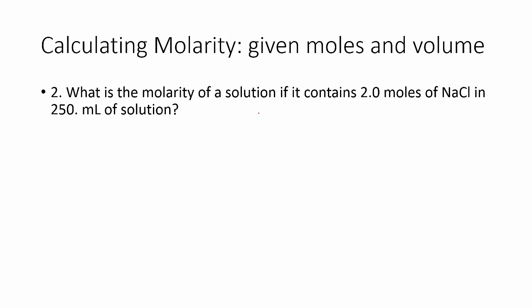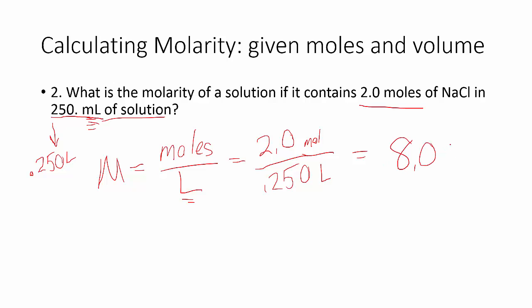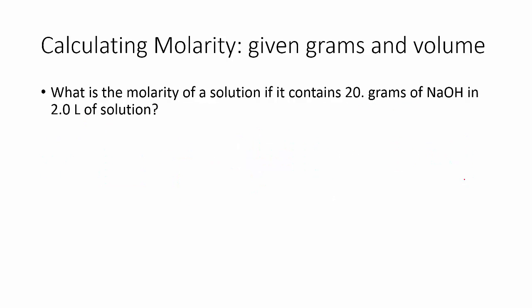Similar problem. What is the molarity of a solution if it contains 2 moles of NaCl in 250 milliliters of solution? Interesting. So again, molarity equals moles per liter, and they gave us milliliters. So we've got to convert milliliters to liters, which is 0.250 liters. You've got to be careful. You've got to make sure your volume is in liters. So now it's a plug and chug. 2.0 over 0.250 moles per liter, and we get 8.0 molar.